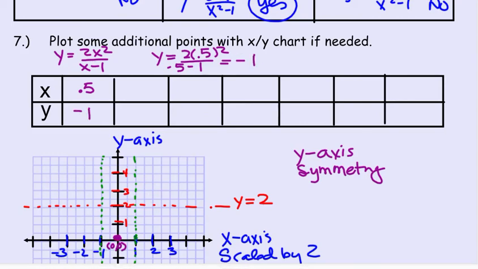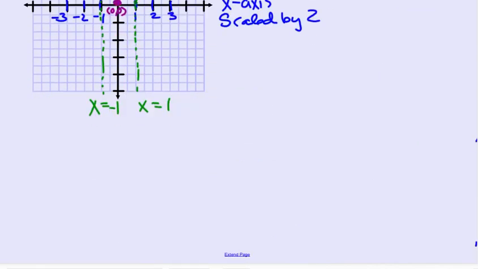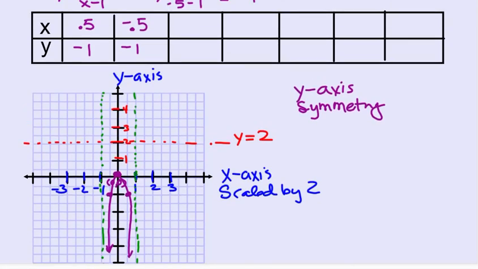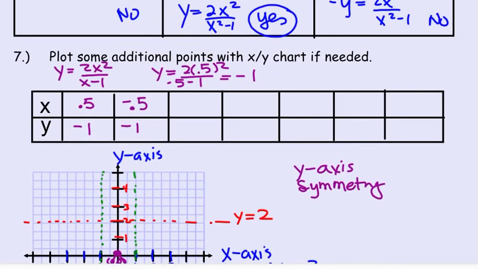Now remember with that symmetry, we have y-axis symmetry. So if I go negative 1/2, that also has to be negative 1. So I graph those couple points. Over 1/2, down 1, left 1/2, down 1. What's going to happen in between these two asymptotes, looks like a little parabola that opens down. Then you want to try something like maybe 2 and see where the curves might happen.